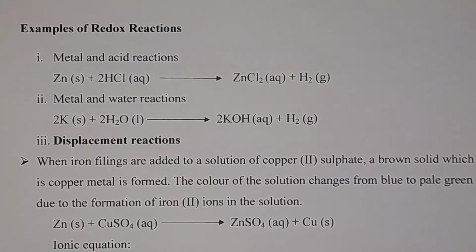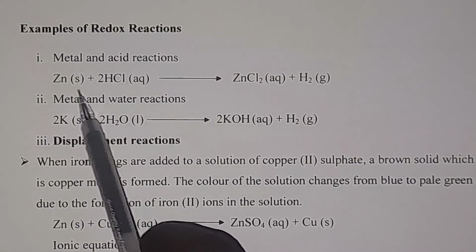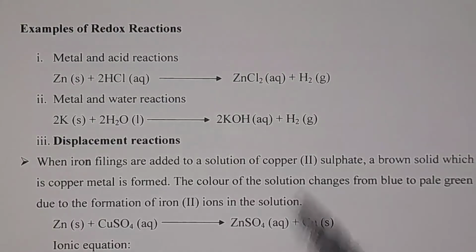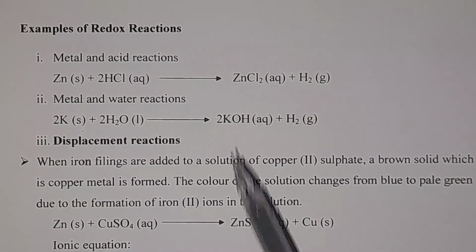Next, we are going to go to examples of redox reactions. Number 1, we have reaction of metals and dilute acids. For example, zinc reacting with hydrochloric acid gives us zinc chloride and hydrogen gas. Number 2, we have the reaction between metal and water. For example, potassium reacting with water, giving us potassium hydroxide and hydrogen gas.